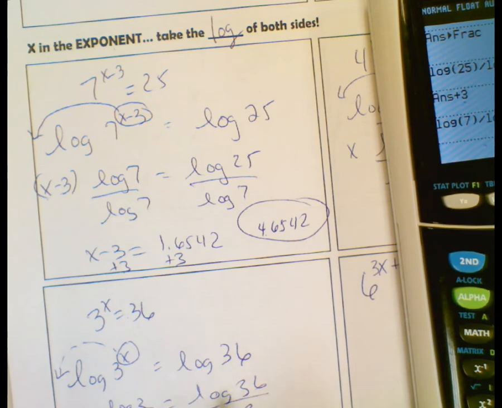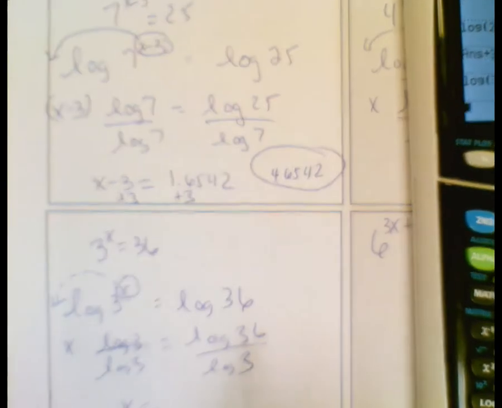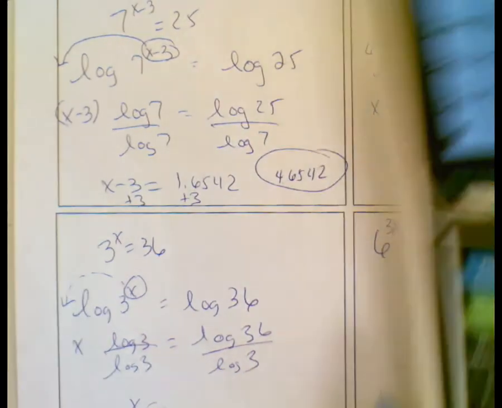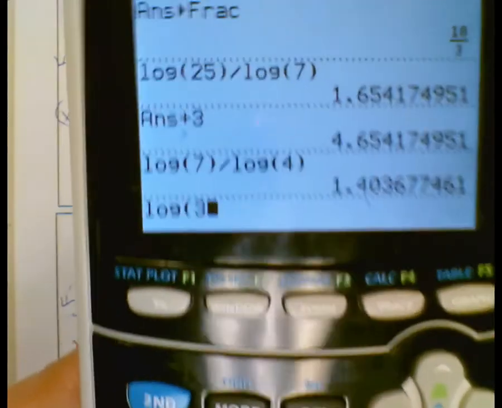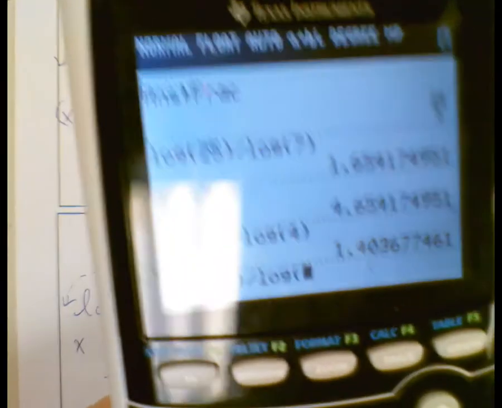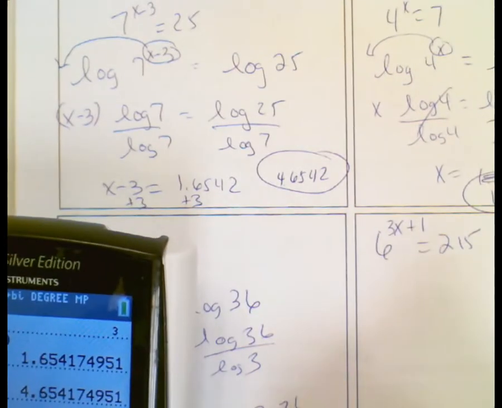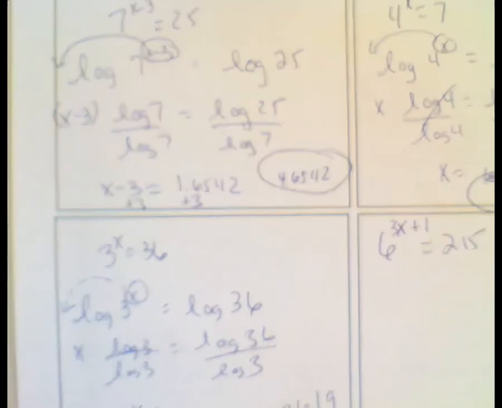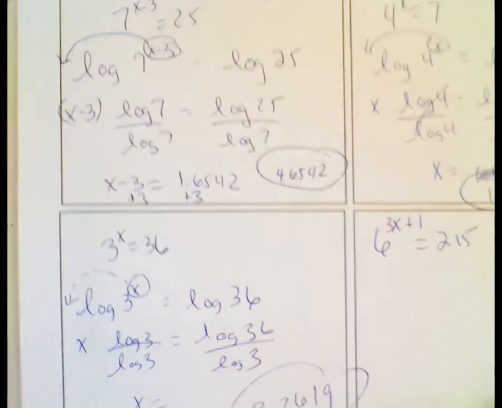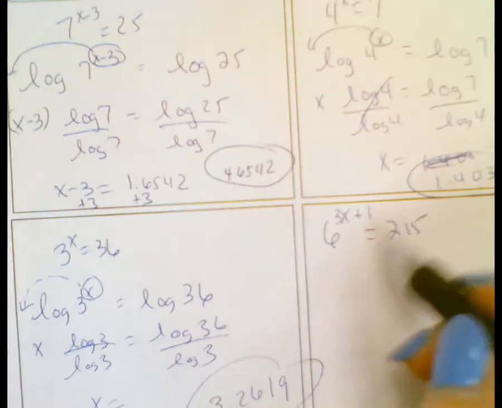Now remember, this is not log 12. Log 36 divided by log 3 is not log 12. Don't make that mistake. Log 36 divided by log 3 is 3.2619. Boom. And then this problem is just a little bit harder.